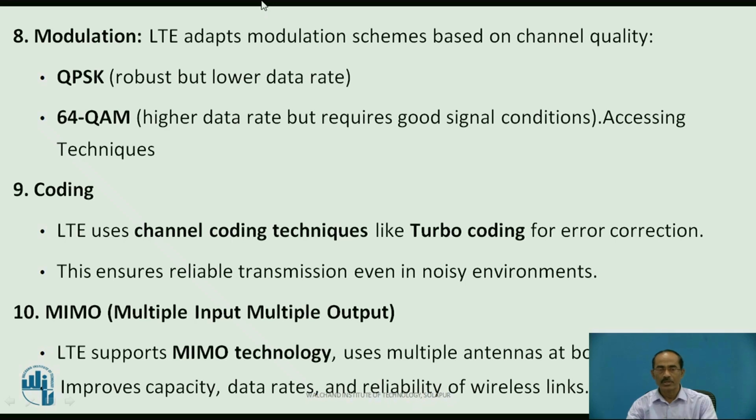Coding, ninth one. LTE uses channel coding techniques like turbo coding for error correction. This ensures reliable transmission even in noisy environments. MIMO, 10th one. Multiple input, multiple output. LTE supports MIMO technology, which uses multiple antennas at both transmitter and receiver. This improves capacity, data rates, and reliability of wireless links.